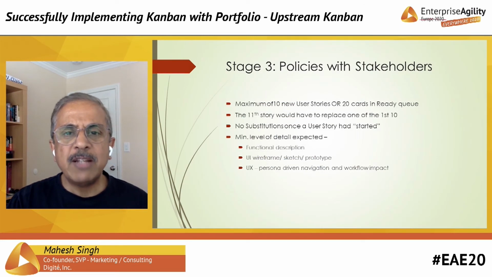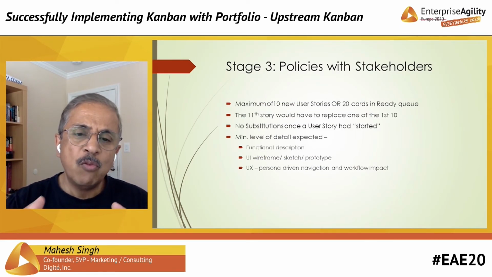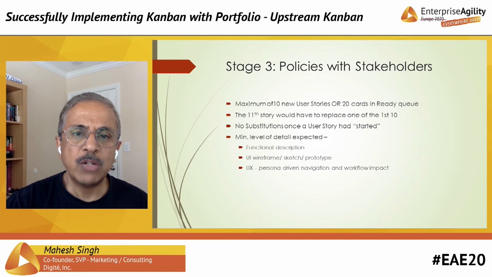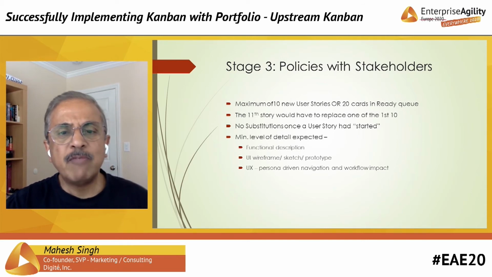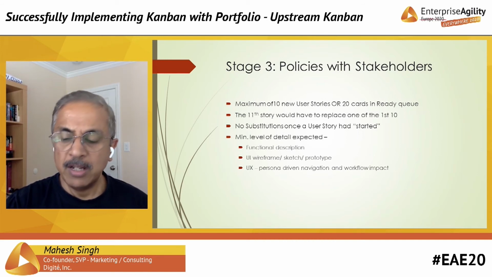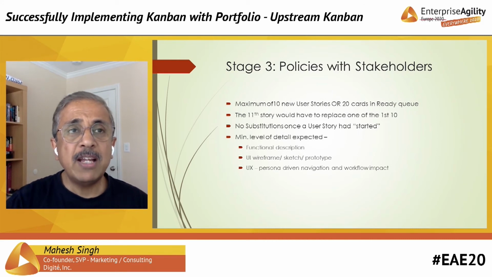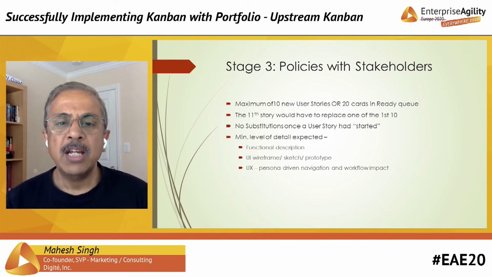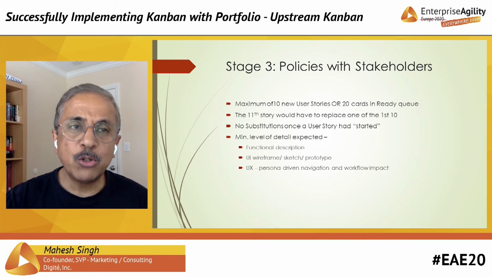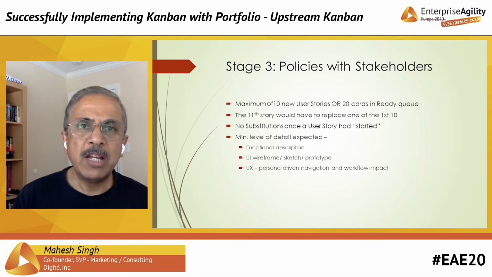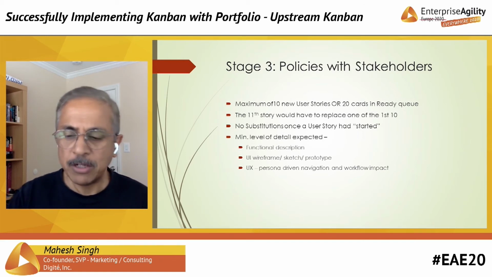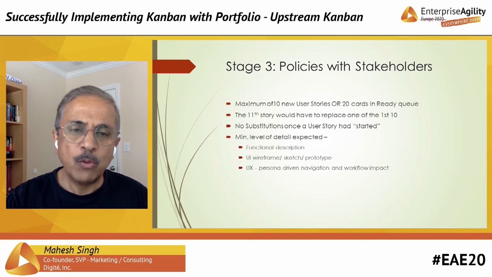Then we next went on to the next stage of defining policy with our stakeholders, where the dev team worked with the product owner and the product management function. And these are some of the examples of policies that we defined with our own stakeholders. So for example, we said a maximum of 10 new user stories at any point, or a maximum of 20 cards in our ready queue. This is one policy that we defined initially. We said that if the product owners wanted to add an 11th story, they would need to replace one of the 10 that was already in the ready queue. We said there would be no substitutions once a user story had started. So very clearly, once we had started doing work on something, we did not want to have to abort working on it, because that represented significant waste and slowdown of the work that is being done.